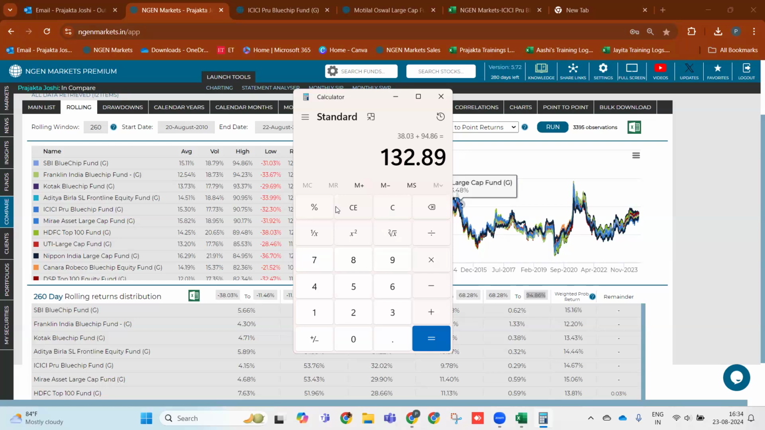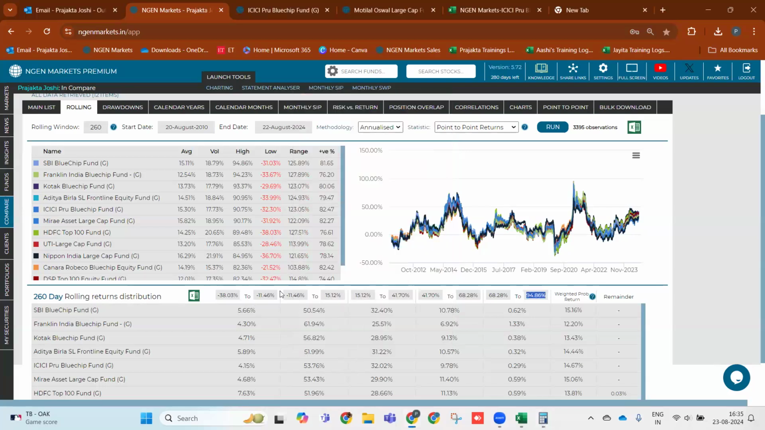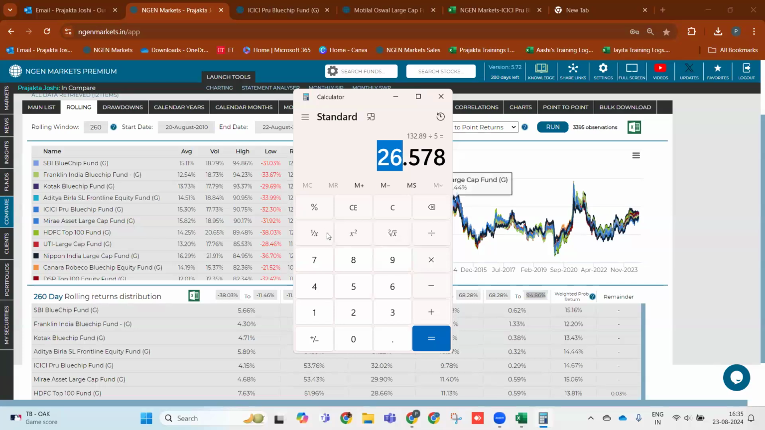There is not a single return which is below negative 38, nor a return which is above 94, in this time period under consideration. So it will divide this by 5. Why 5? Because there are 5 buckets under consideration: 1, 2, 3, 4, and 5. We arrive at a size of every return interval as 26. That means every single interval will be of 26% each.